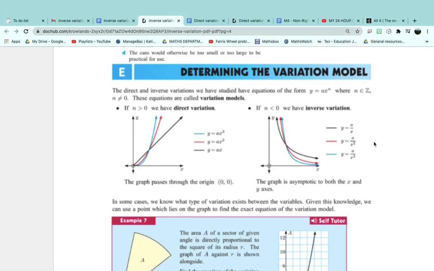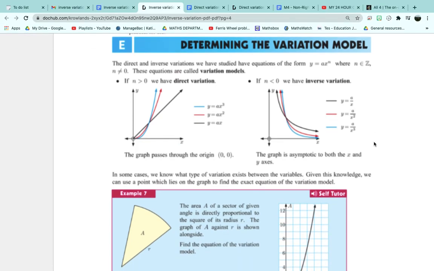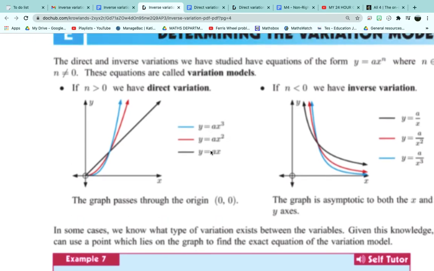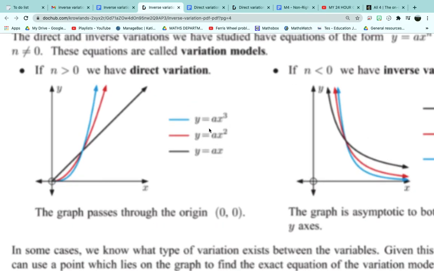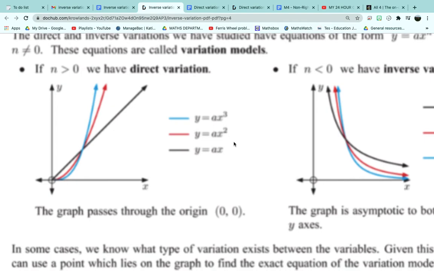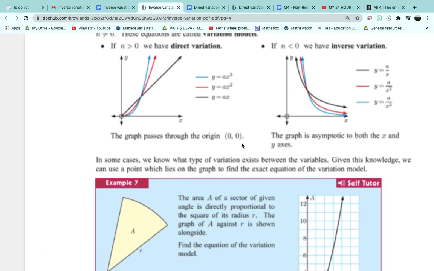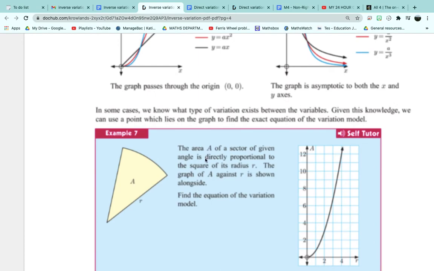Now, we have something which is a little bit more challenging called determining the variation model. Sometimes you're given a few points and you're asked to work out what kind of model it is. Is it going to be linear, ax? Is it going to be quadratic, or is it going to be cubic? Let's have a look at an example.